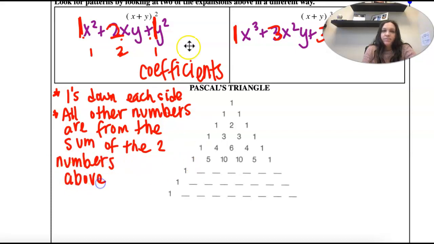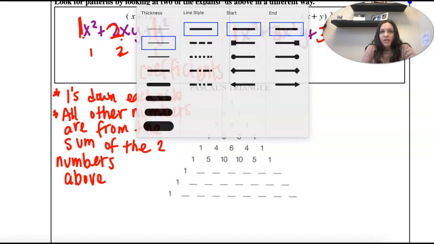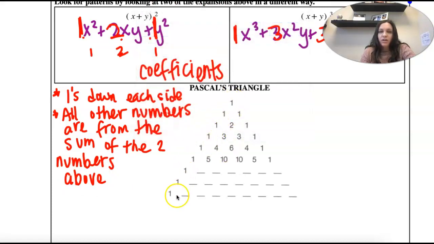And we'll look. Alright, get something from there. So 1s all the way down, and then 1 plus 1 is 2. 1 plus 2 is 3. 4 plus 6 is 10. So if I want to fill in the blanks, I'm going to look above. 1 plus 5 is 6. 5 plus 10 is 15. 10 plus 10 is 20.